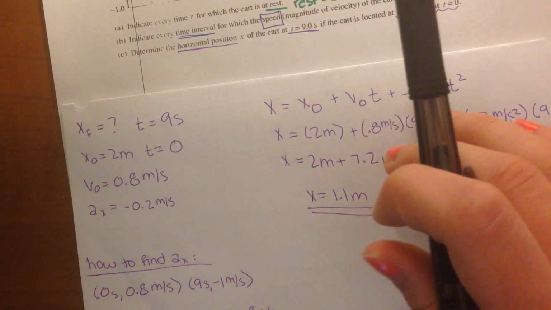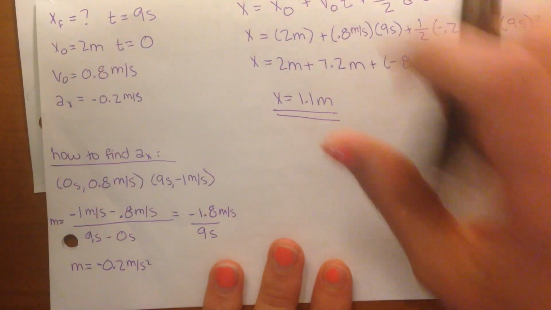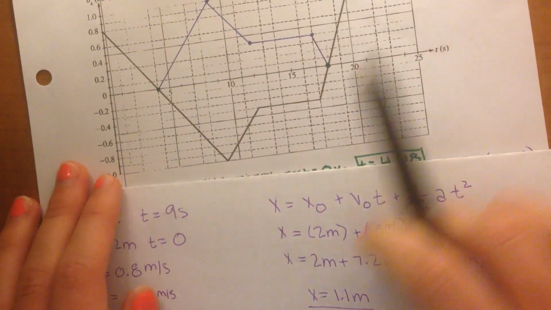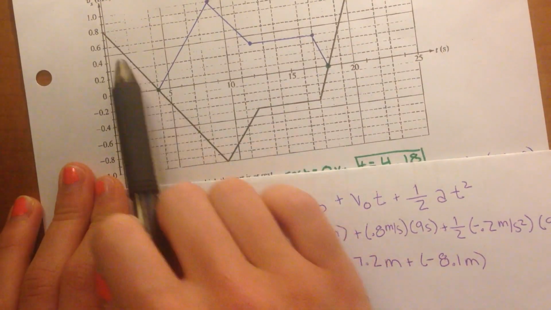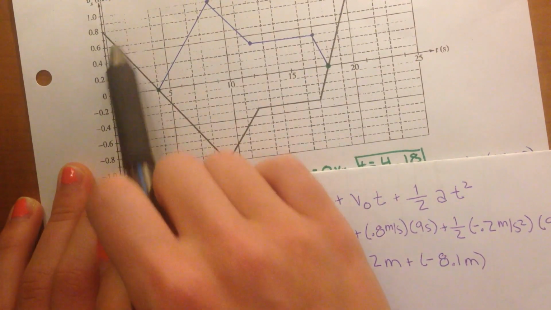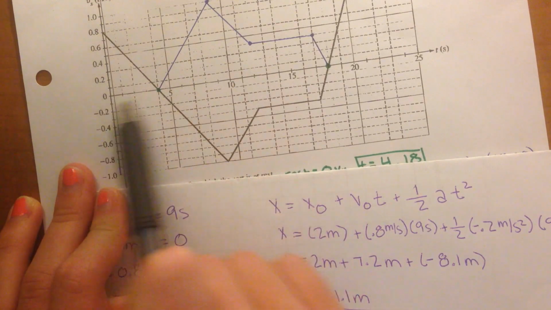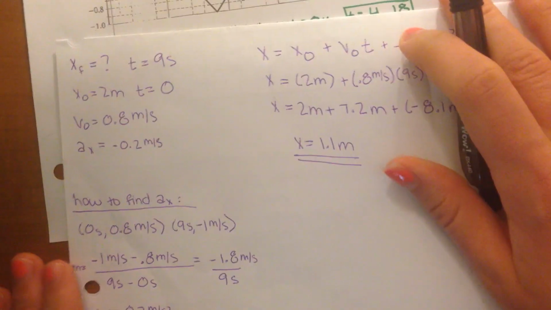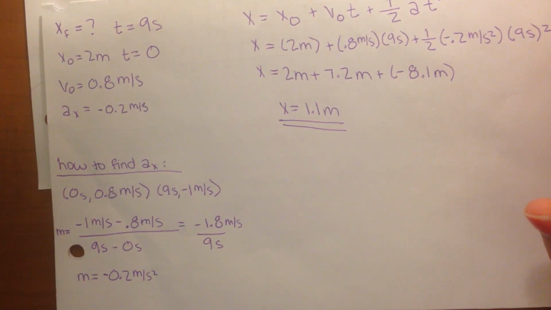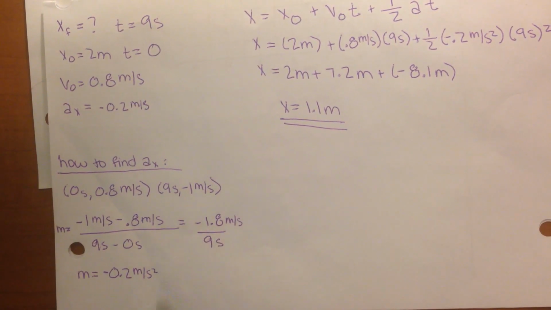And I just did that so how to find acceleration? Basically, we want the slope, and I chose 2 points because we're calculating to 9 seconds, which is right here. So the velocity goes from 0.8 to -1, and then our time goes from 0 to 9. So we want to find our slope of that because we know slope of a velocity graph is the same thing as acceleration. So we found that our acceleration is negative 0.2 meters per second squared.